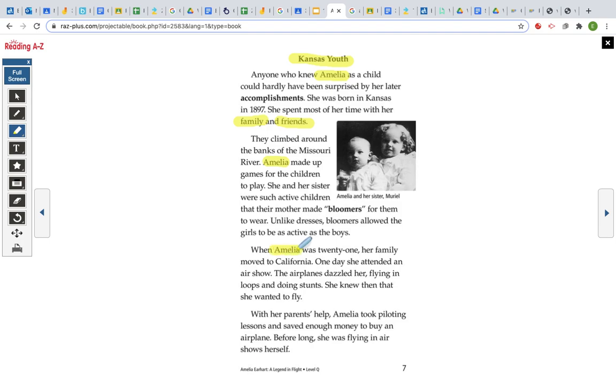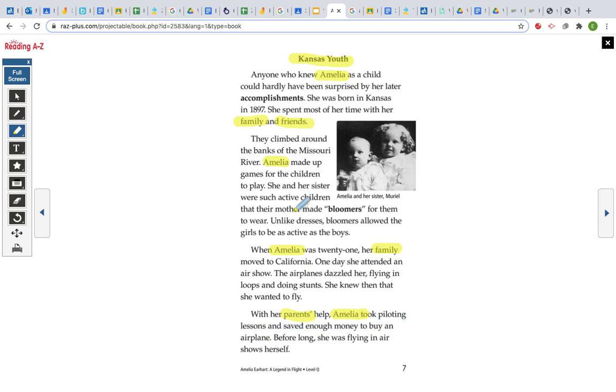When Amelia was 21, her family moved to California. One day she attended an air show. The airplanes dazzled her, flying in loops and doing stunts. She knew then that she wanted to fly. With her parents' help, Amelia took piloting lessons and saved enough money to buy an airplane. Before long, she was flying in air shows herself.